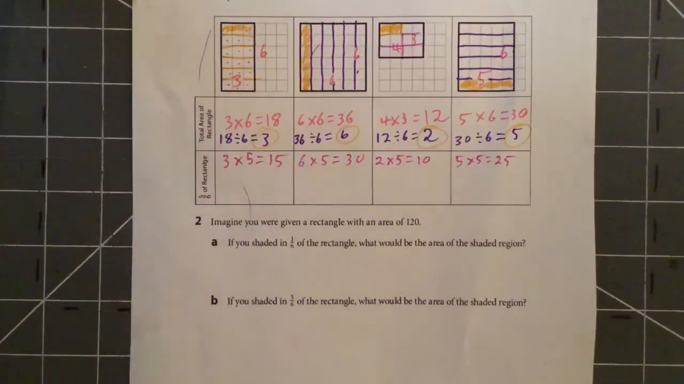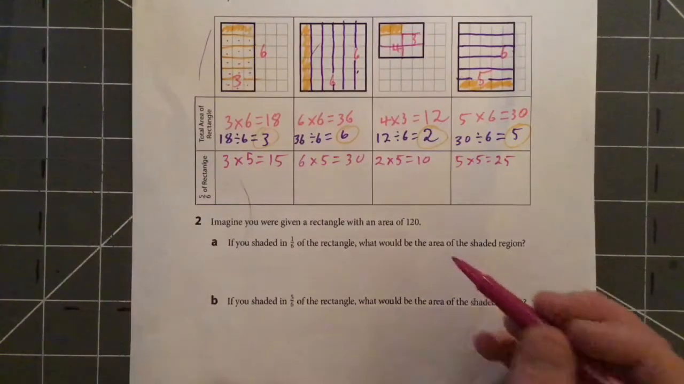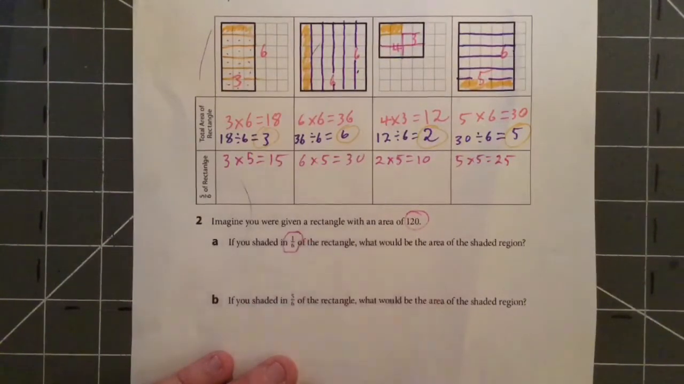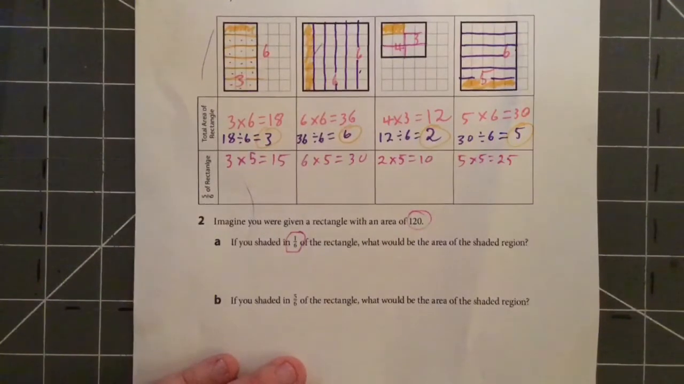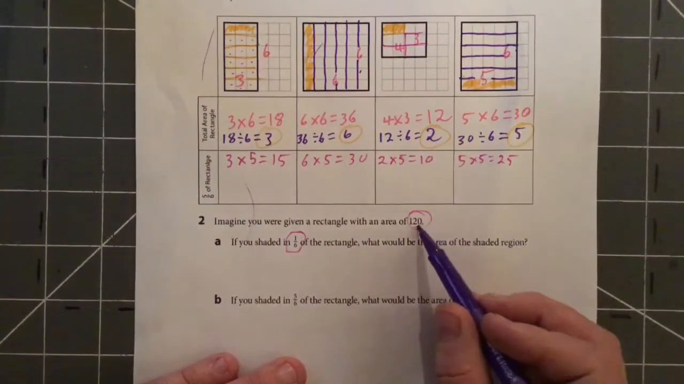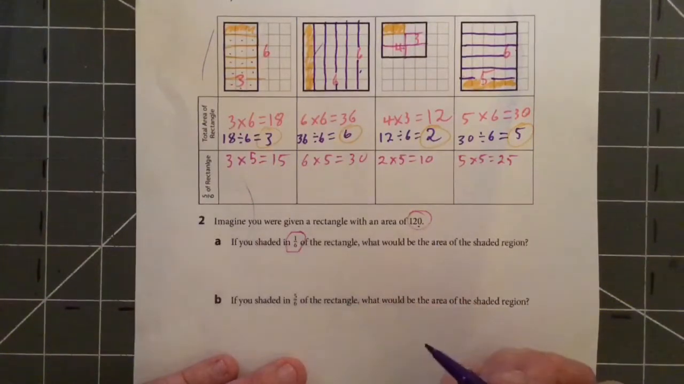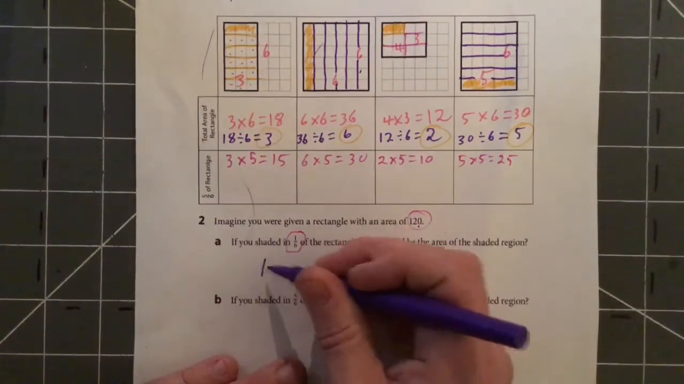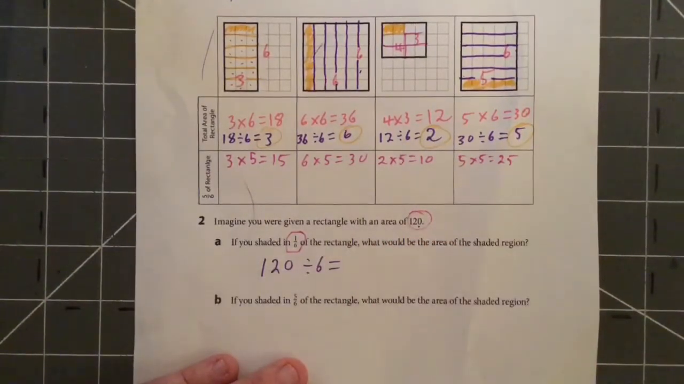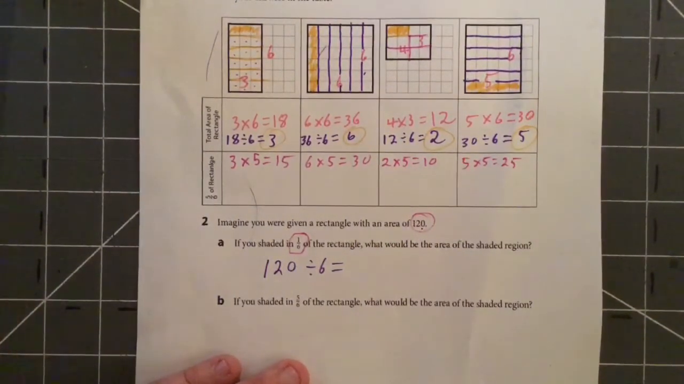Imagine if you were given a rectangle with the area of 120 square units. If you shaded 1/6 of that rectangle, what would the area of the shaded region be? So I gotta take 120, I gotta split it into sixths. So I'm gonna take 120, I'm gonna divide it by 6, which is kind of a big number, but there's a really wonderful trick to use.